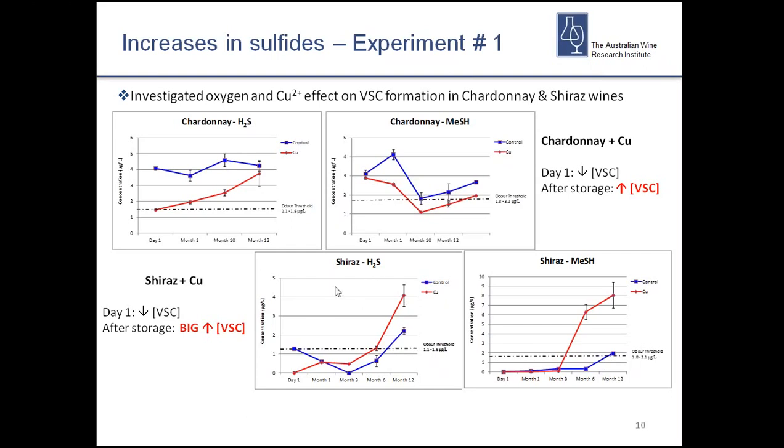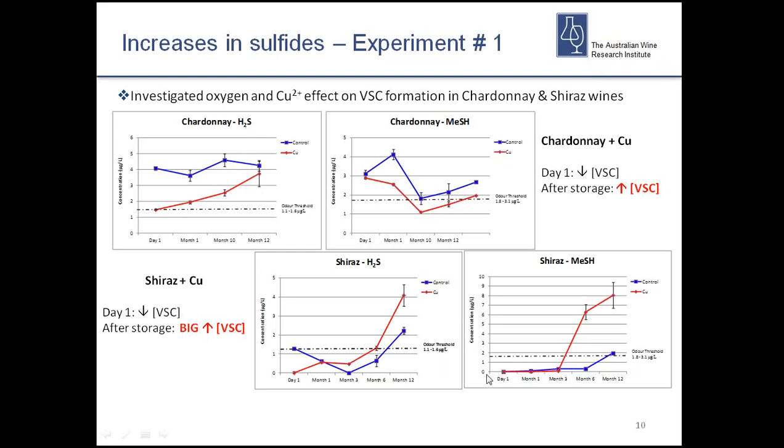So for the hydrogen sulfide, once again, we see at day 1, when we measured its concentration, when the oxygen concentration was very high in the wine, we saw a big decrease in hydrogen sulfide concentration. But then, as the oxygen was consumed by the wine, we can see that a big change has taken place, and our copper is actually catalyzing the formation of a lot of hydrogen sulfide, up to twice the concentration of our control samples. For the methane thiol, we saw that in the beginning there was no methane thiol present in either the control samples or the copper-treated samples.